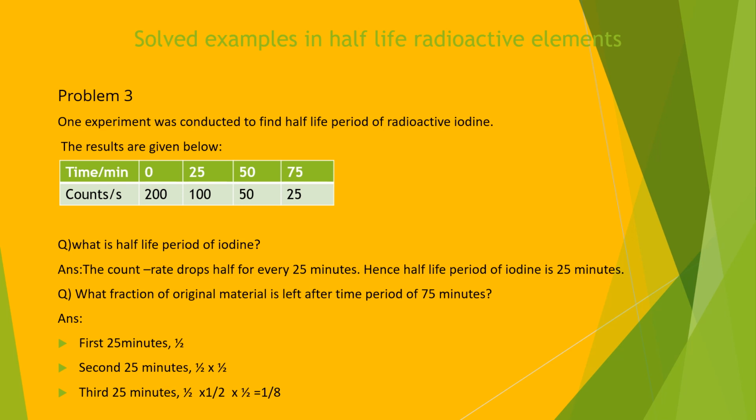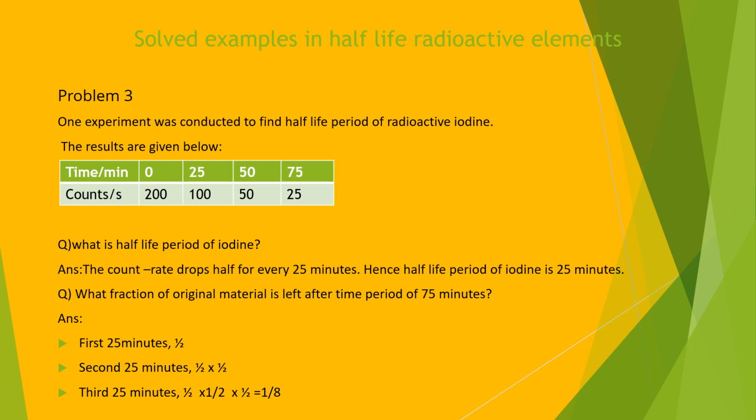Next problem, problem 3. In this, an experiment is conducted to find the half-life period of radioactive iodine. The table is given. On the x-axis, it is time in minutes: 0 minutes, 25 minutes, 50 minutes, 75 minutes. And the count is 200, 100, 50 and 25. There is a y-axis. So the question is, what is the half-life period of iodine?